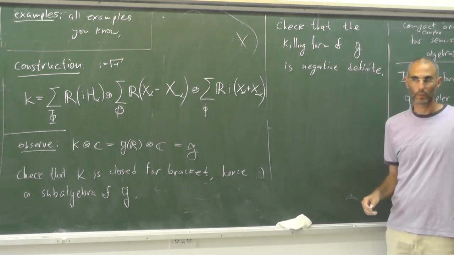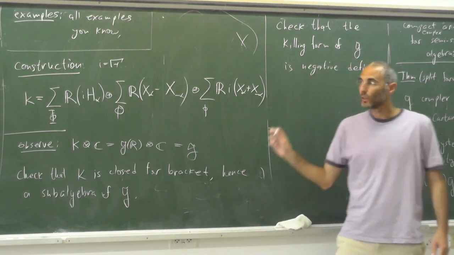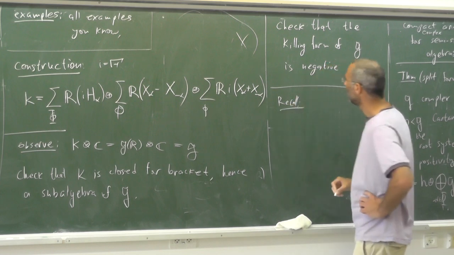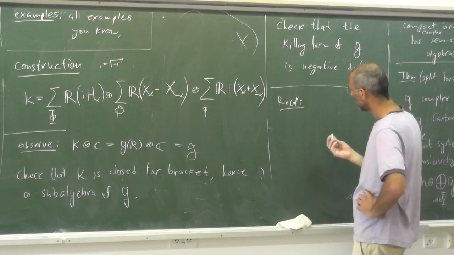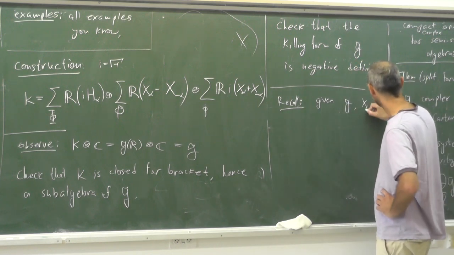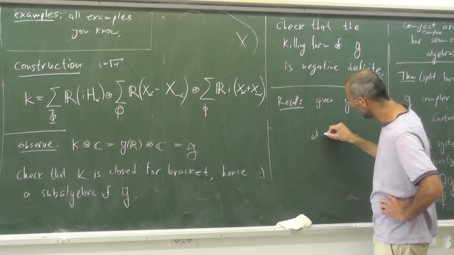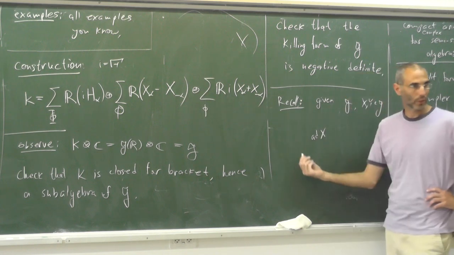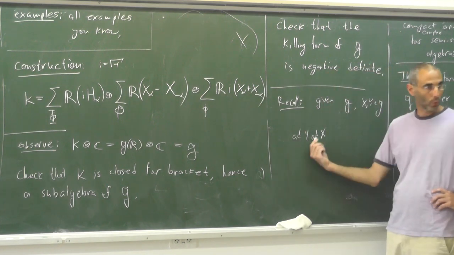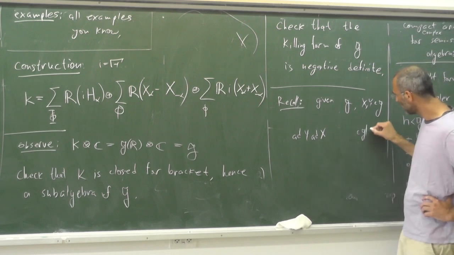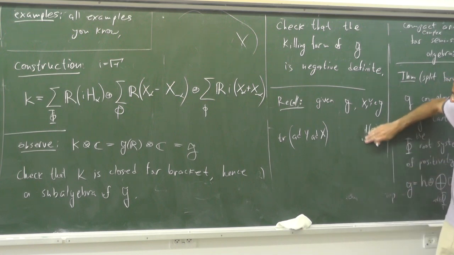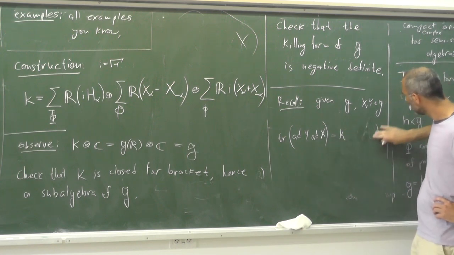So who doesn't know what a Killing form is? As a reminder, if I have a given Lie algebra G, and two elements X and Y in G, I can look at ad X, this is an operator on G, and ad Y, I can compose them inside GL(G), and I can take the trace of this operator. So this is a number. This is called the Killing form, kappa(X, Y).